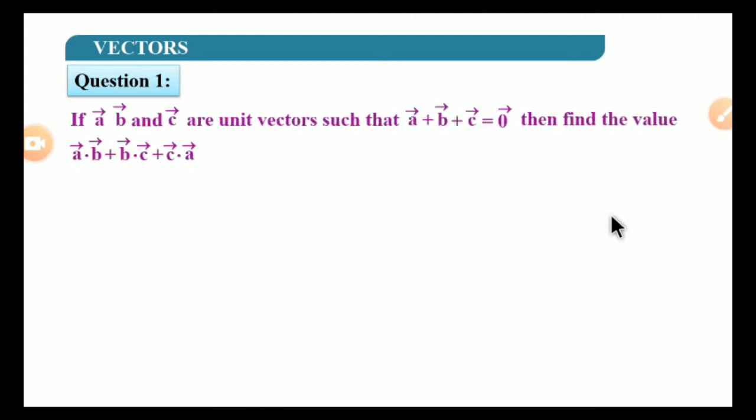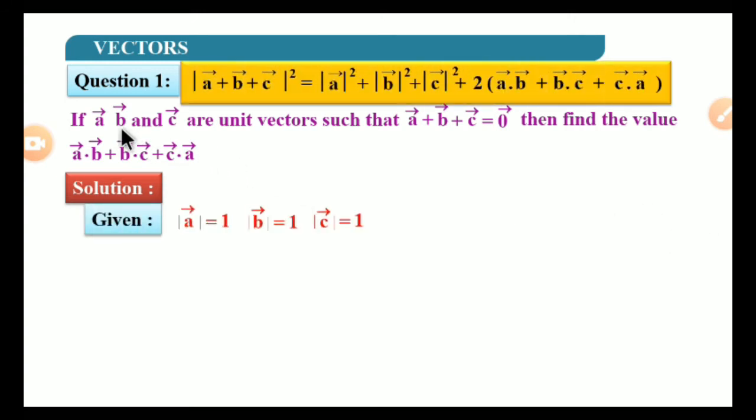Now we will go for the next example. If a, b and c are unit vectors such that a plus b plus c is equal to 0, then find the value of a dot b plus b dot c plus c dot a. Now go for the solution. Here given a, b, c are unit vectors, means definitely magnitude of a is equal to 1, magnitude of b is equal to 1, and magnitude of c is equal to 1.